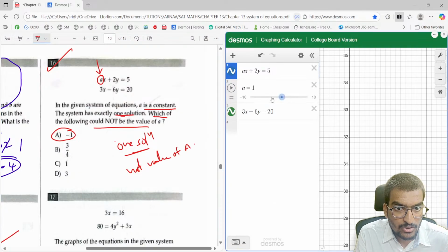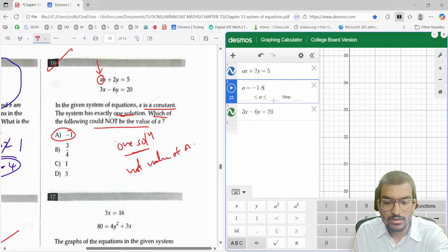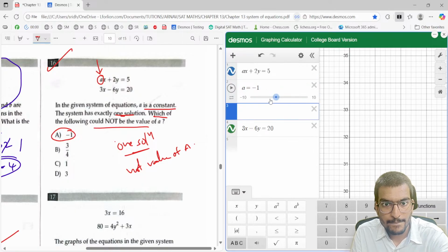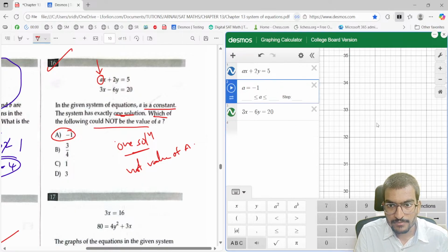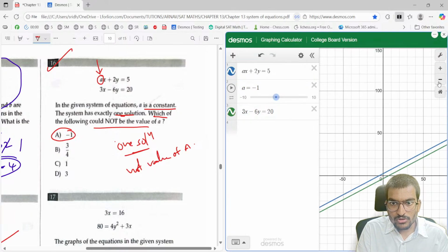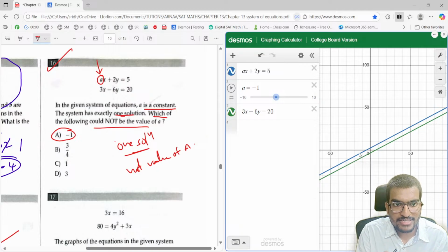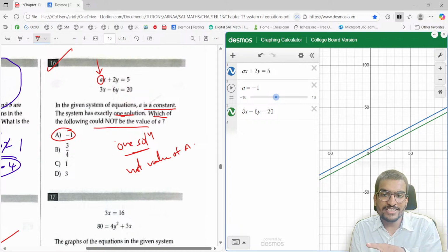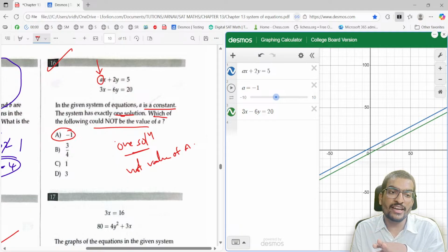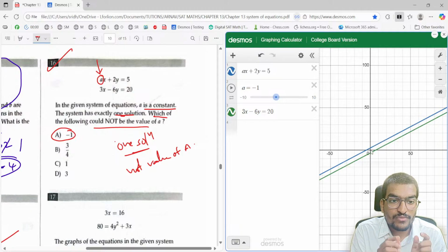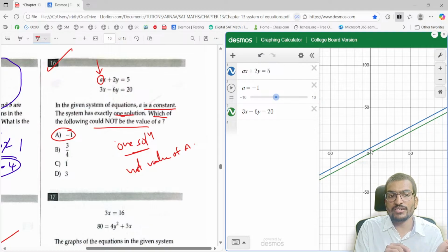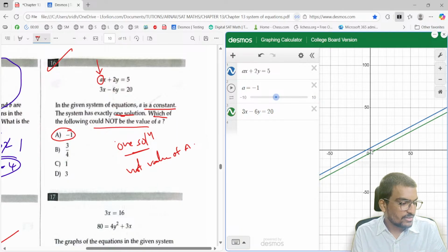So let's change the value of a. They said negative 1, so let's keep it negative 1. What's happening there? They said the system has exactly one solution. One solution means they need to intersect. Here they are not intersecting, they are parallel. Which of the following could not be the value of a? Option A could not be the value of a because they are parallel. You're getting my point?